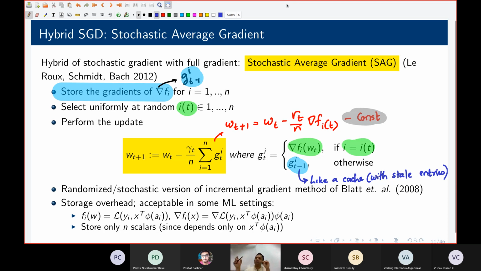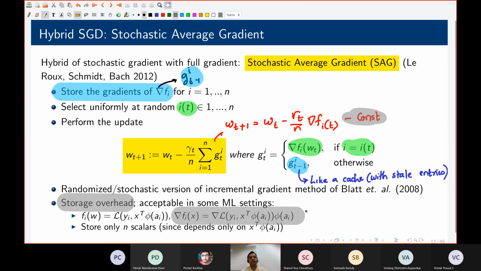So you could take a mini batch at every epoch. Once in a while you can flush your entire cache and compute all the gradients from scratch. All kinds of variants exist, but the basic idea is built around this. So the storage overhead is what I had talked about. There's that additional constant, which incurs storage overhead, and that's acceptable in some ML settings. So you'll have to compute this and store it.